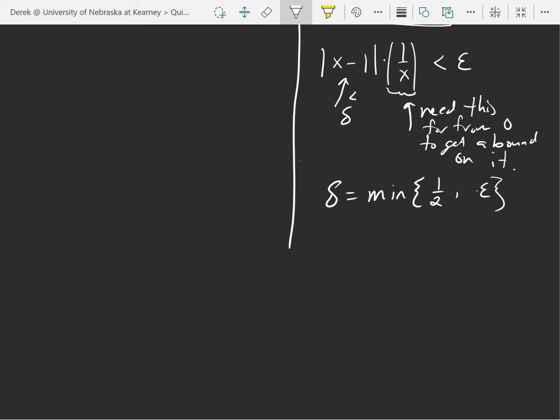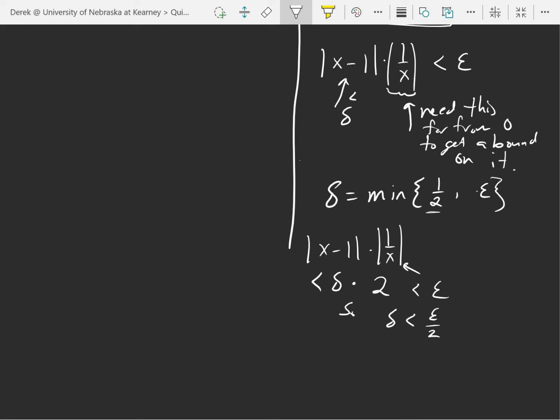Okay, so if I do that, then my expression, the absolute value of x minus 1 times the absolute value of 1 over x, is going to be smaller than delta times this piece, which gets bigger the smaller x is. And the smallest x can be, if delta is 1/2, is that it has to be within 1/2 of 1, so the smallest it can be is 1/2. So this piece is at most 2. And then we want this to be less than epsilon, so delta should be less than epsilon over 2.